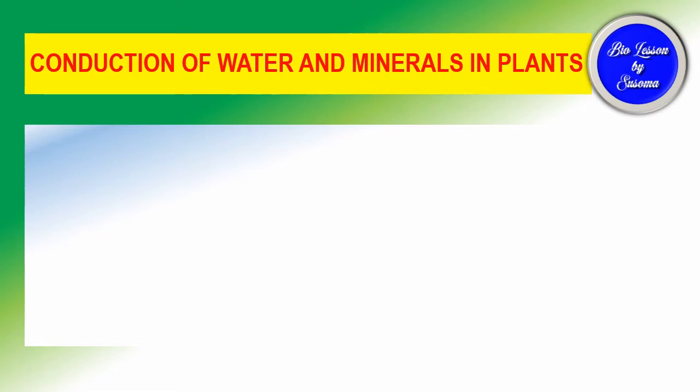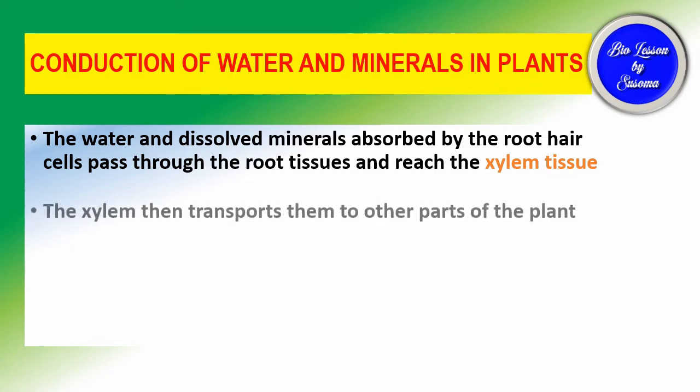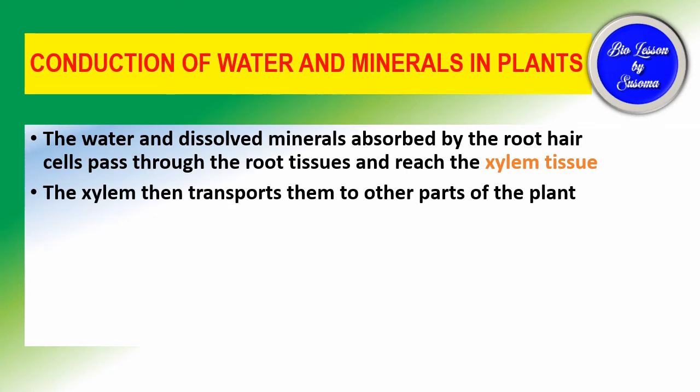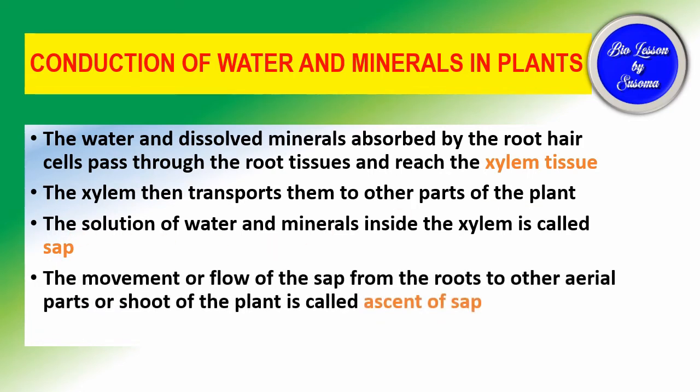Next, conduction of water and minerals in plants. The water and the dissolved minerals absorbed by the root hair cells pass through the root tissues and reach the xylem tissue. Next, the xylem tissue transports them to the other parts of the plant. The solution of water and minerals inside the xylem is called the sap. The flow of the sap from the roots to the other aerial parts or shoots of the plant is called the ascent of sap.